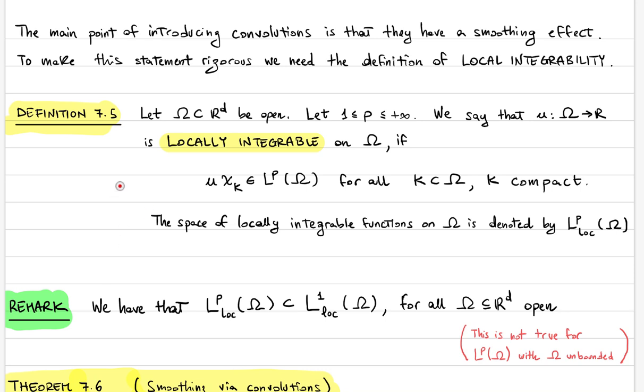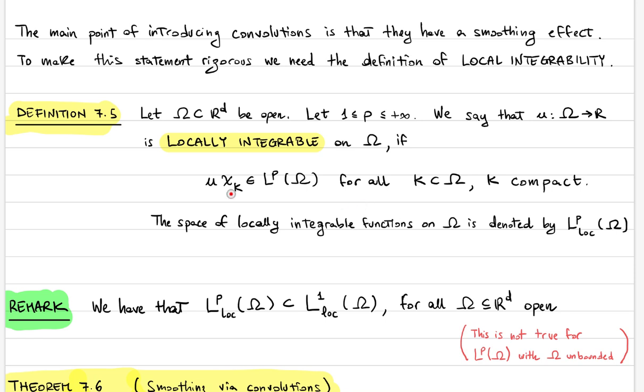So first we need a definition of local integrability. Let omega in R^d be an open set, and p between 1 and plus infinity. We say that a function from omega into R is locally integrable in omega if u times the characteristic function of K belongs to L^p whenever K is a compact set contained in omega. And the space of locally integrable functions in omega is denoted by L^p loc.